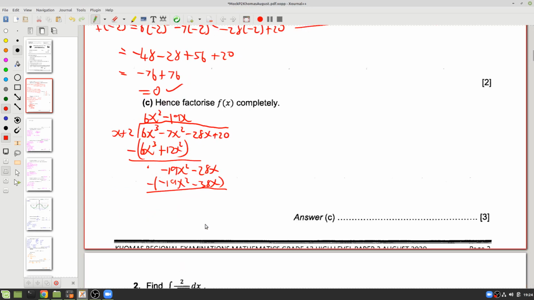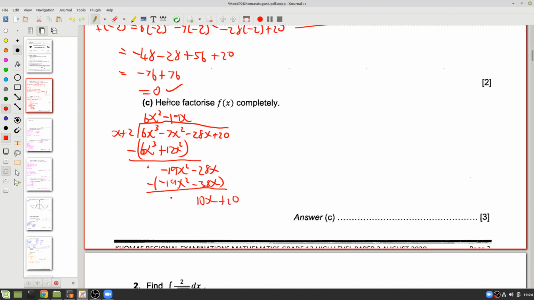Let's scroll down a bit. So negative 19 minus negative 19 is nothing. Negative 28 minus minus, that becomes a plus. So negative 28 plus 38 is 10x. And then we bring down the 20. And we repeat the process.